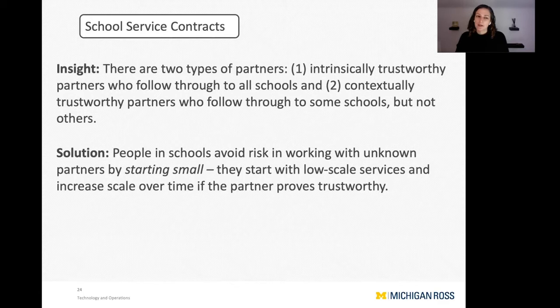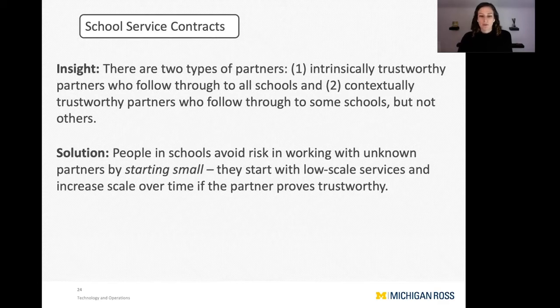The other type of partners are more contextually trustworthy. These partners, these nonprofits, will follow through to some schools, but not others. And sometimes the conditions for this trustworthiness are ambiguous to schools. You'd think that maybe intrinsically trustworthy partners would be attractive to schools and contextually trustworthy partners would not be. But we don't really find that.